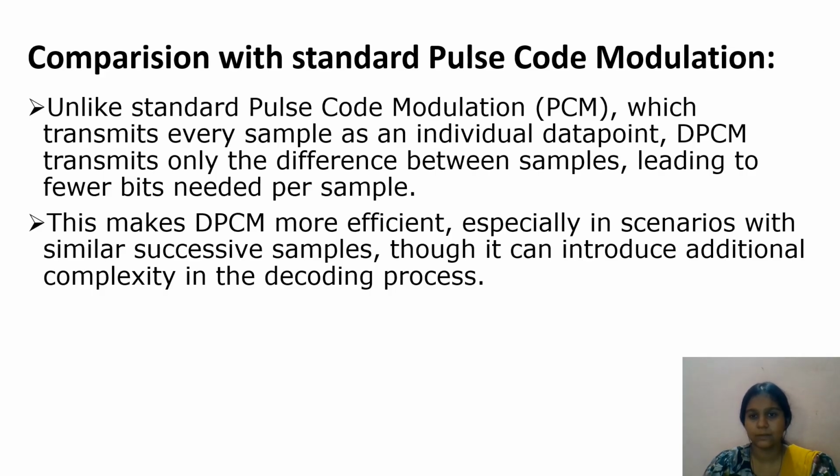Comparison with the standard pulse code modulation. We all know what is meant by pulse code modulation, right? So the pulse code modulation transmits every sample, whereas the DPCM transmits only the difference between the samples, leading to fewer bits needed per sample. So DPCM is more efficient, especially in scenarios with similar successive samples, though it can introduce additional complexity in the decoding process.